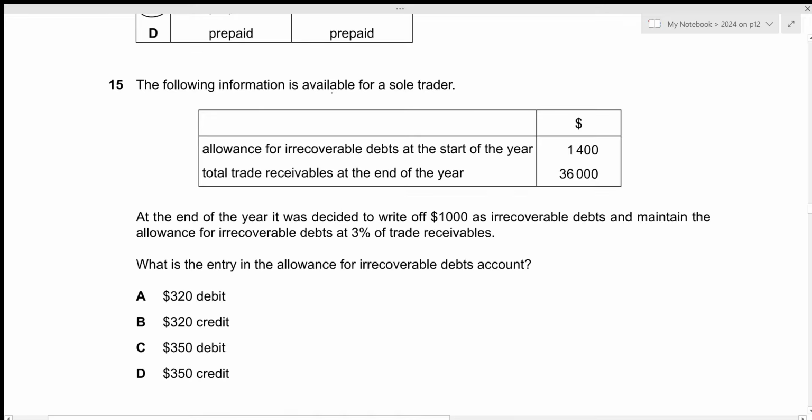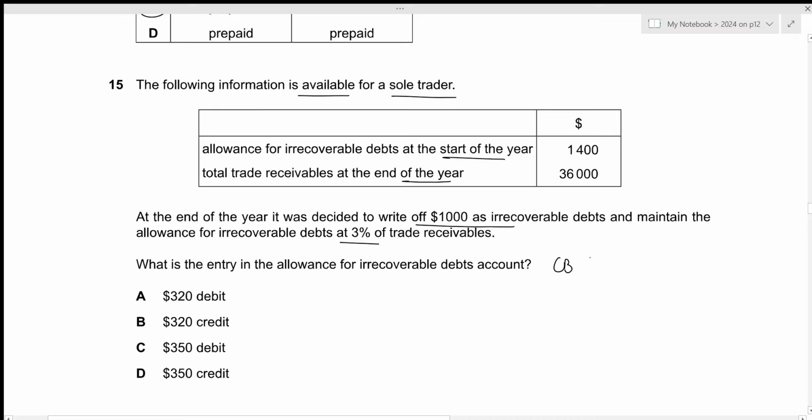The following information is available for a sole trader. Allowance for irrecoverable debts at the start of the year is 1,400. Total trade receivables at the end of the year is 36,000. At the end of the year, it was decided to write off 1,000 as irrecoverable debts and maintain the allowance for irrecoverable debts at 3% of trade receivables.